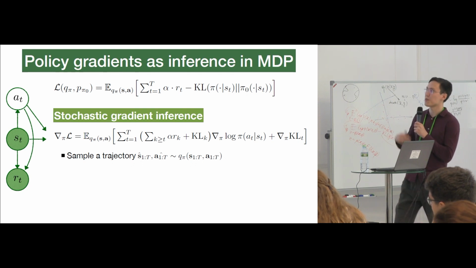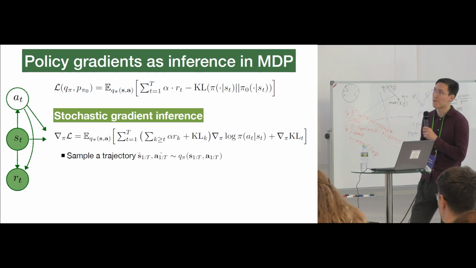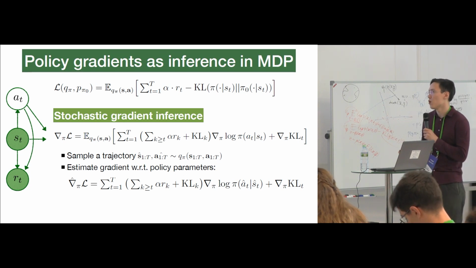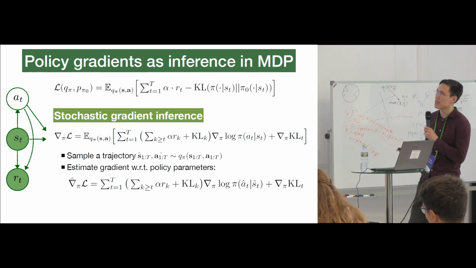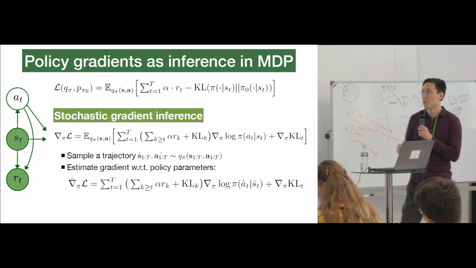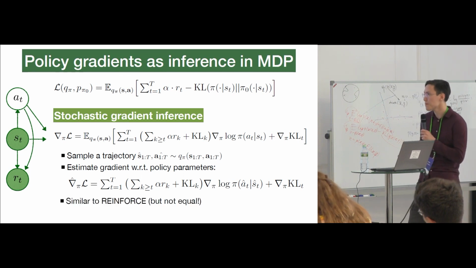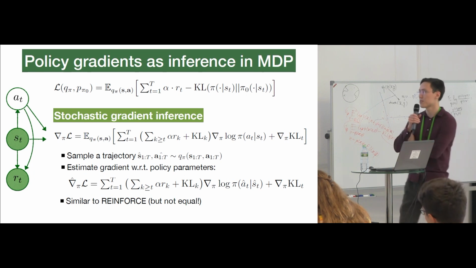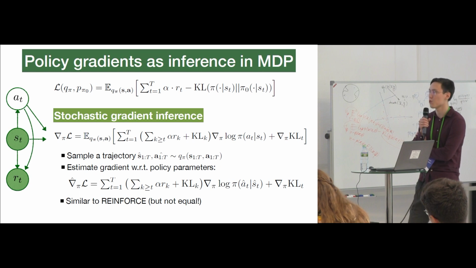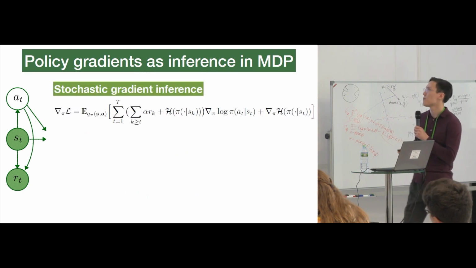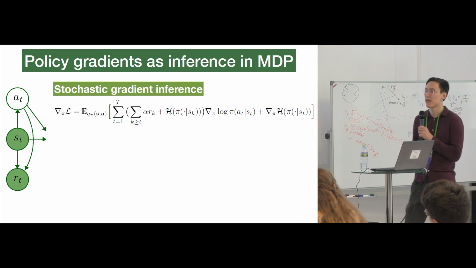So once we have this gradient that is formulated as an expectation of something, we can obtain a Monte Carlo estimator of this gradient by simply sampling a trajectory from this distribution and substituting it into the whole equation. Since this is an unbiased estimate of the original gradient, using Monte Carlo estimators will also allow us to climb on this function, on the variational lower bound. And this gradient estimator is very similar to something that is often used in reinforcement learning, basically the original REINFORCE algorithm, but it's not exactly equal, and we will see why it is not equal.